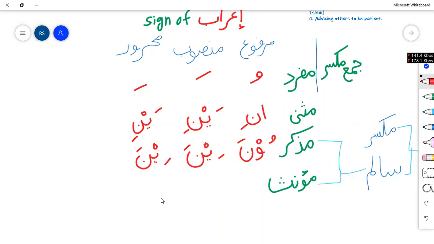When we add alif and ta to the mufrad... You are telling me how to make Jama Munasalim, but you are not telling me what Jama Munasalim is. I want to know. The original form remains. Yes. Any feminine plural in which the original form of the word remains is called Jama Munasalim.